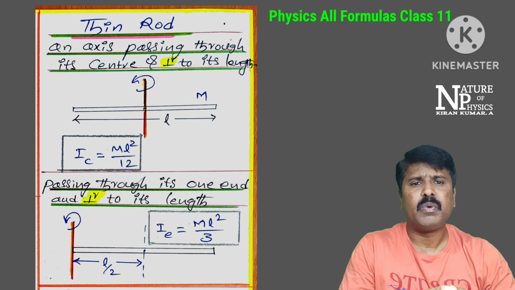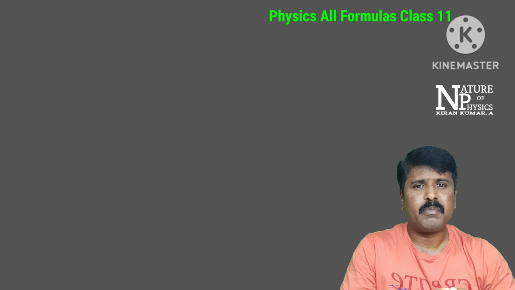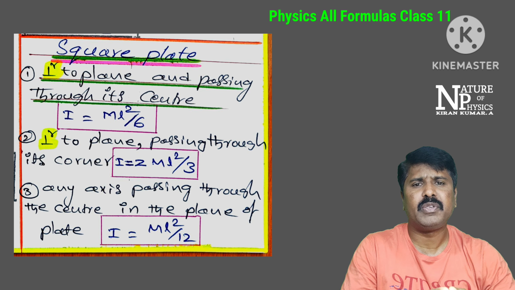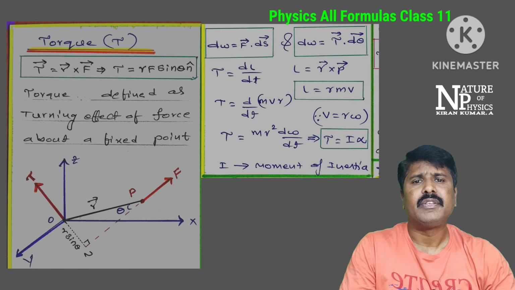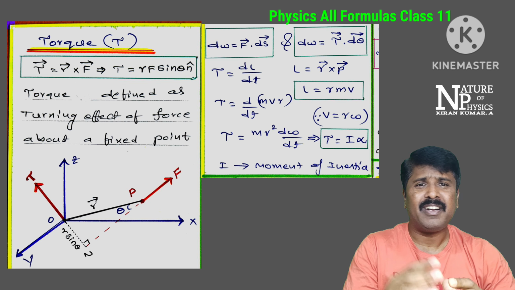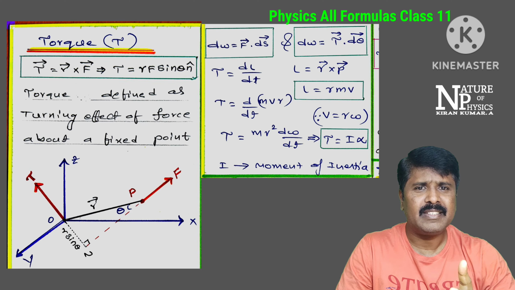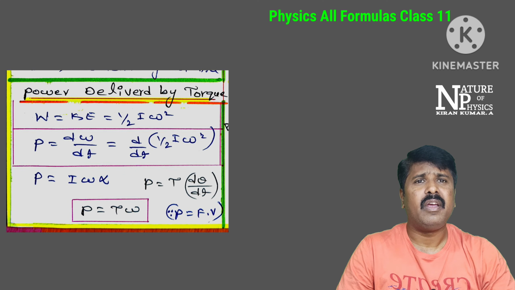Okay, and next one is moment of inertia of the rod with respect to center, I_C is equal to ML square by 12, and also moment of inertia at the end point given, and rectangular plate given, that is I is equal to M(l square plus b square) divided by 12, and also moment of inertia of square plate. So different cases also I gave you, three formulas about the square plate, and also torque formula, torque diagram and torque definition also I gave you, and also different cases, torque is equal to dL by dt.